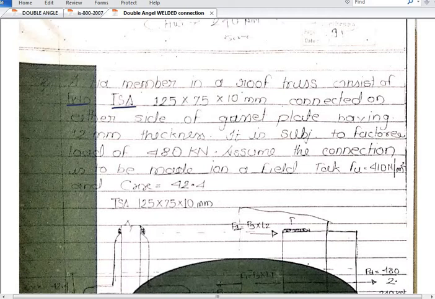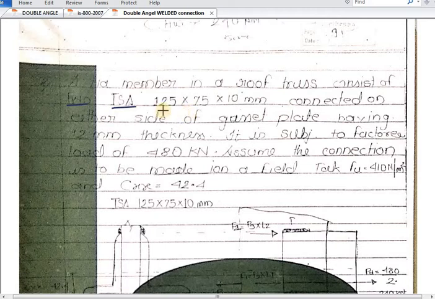That means this is an unequal angle section. So it is very important in this case which part of that angle section will be connected with the gusset plate. I am repeating, whether this 125 length of the angle section will be connected to the gusset plate, or whether this 75 length will be connected to the gusset plate. Since it is an unequal angle section, we have to connect that leg which will have the maximum strength. Such a part will be connected with the gusset plate.